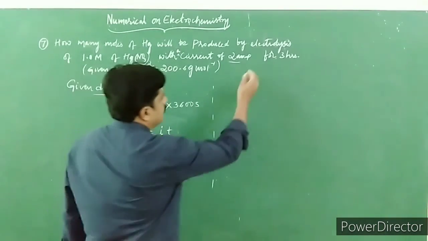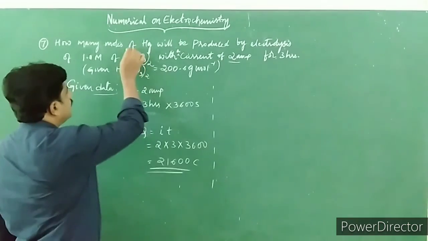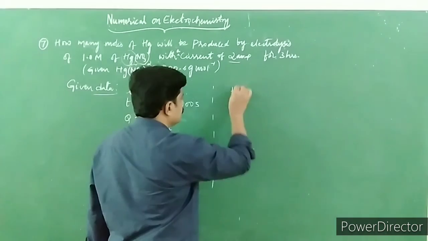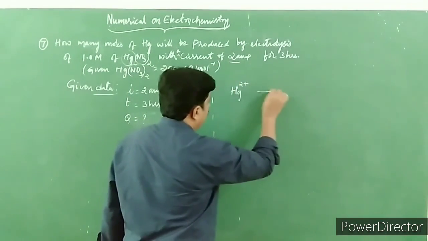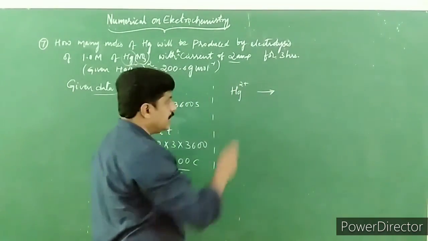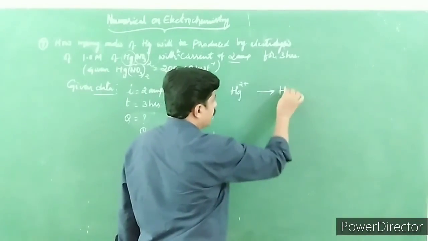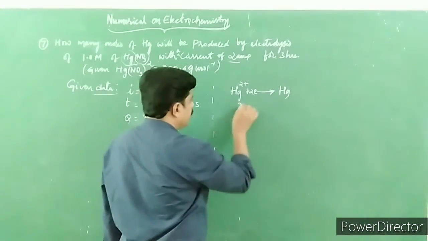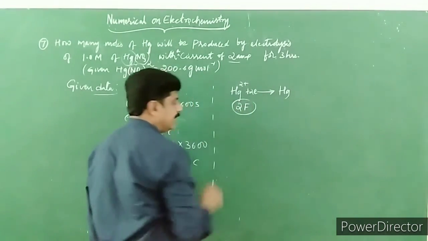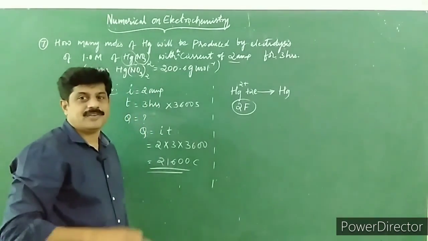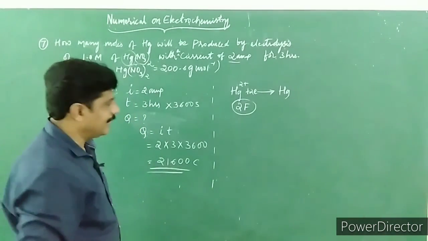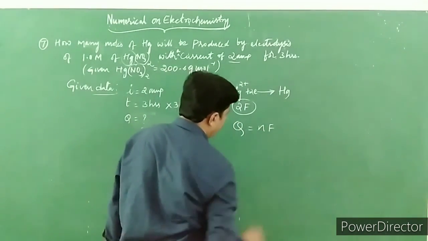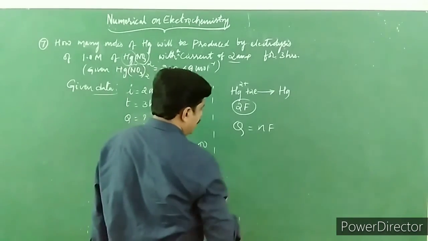Look here. In the case of mercuric nitrate, the oxidation state of mercury is +2, Hg2+. For reduction of 1 mole of mercuric ion into mercury, you require 2 moles of electrons. Is it not? That means 2 Faradays of electricity or charge are required for the deposition of 1 mole of mercury. In that case, look at your children, Q is equal to n into F.